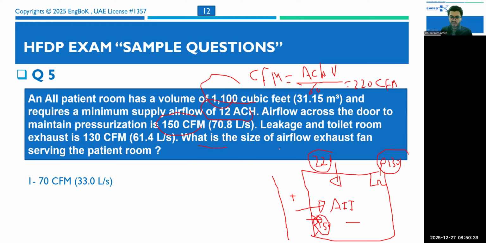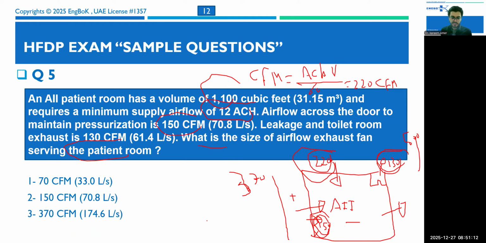So here, what is the size of the airflow exhaust fan serving the patient room? So here you need the exhaust airflow from the patient room. 220 supply plus 150 transfer equals 370. This should be exhausted from the room, plus 130, so the total exhaust will be 500. But here you just need the exhaust from the patient room, so it should be 370 to maintain negative pressure inside the room. So 500 is the total, but 370 is the right option because it's only for the patient room.